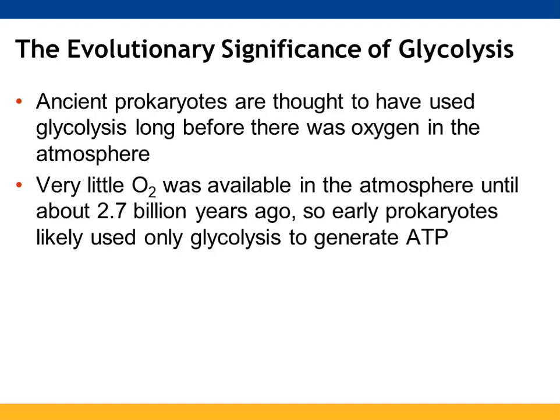It's thought that before we had oxygen in our atmosphere, ancient prokaryotes were using glycolysis. They had to have some way to form ATP, so it's felt that this is probably one of the more conserved processes that takes place in cells.